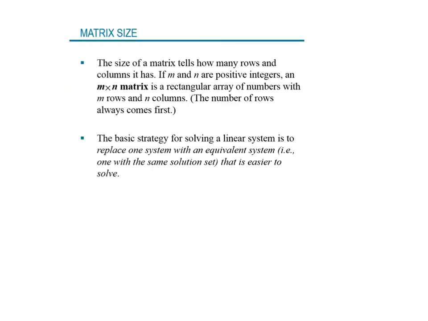Okay, here we come to another definition. This is the size. Sometimes it's referred to as the order of a matrix. Our text uses the word size, but in the past, when I took linear algebra, the word that my book used was the order of a matrix. It tells how many rows and columns it has. So we have an m by n matrix, where m and n are positive integers, and m is the number of rows, n is the number of columns. So down here, if I draw myself a little matrix: 1, 2, 3, 4, 5, 6, 7, and 8.